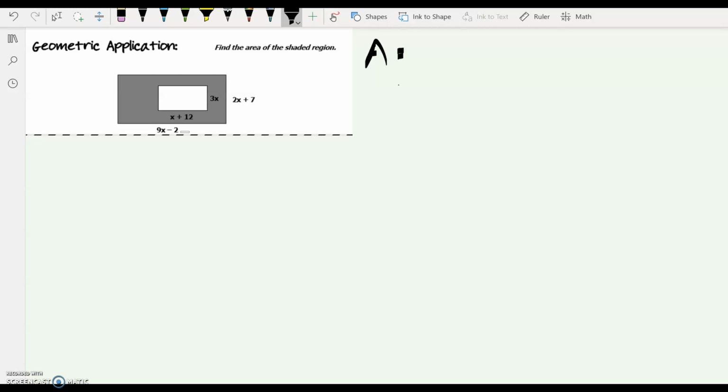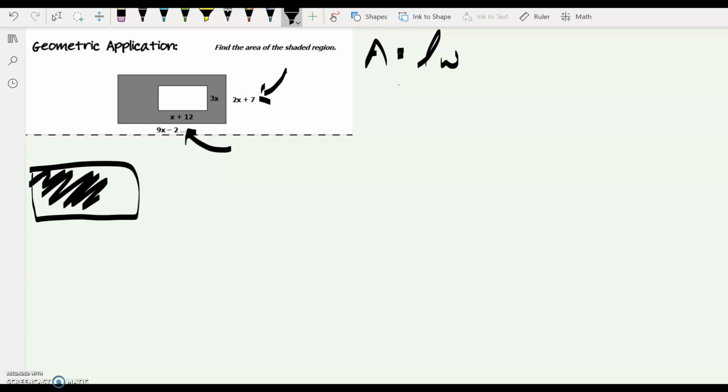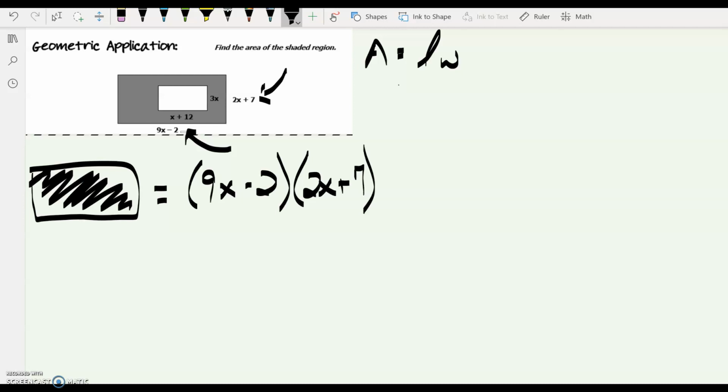In order to find the area of a rectangle, we know that we need to use length times width. The good thing is the length and the width are given to us. So the area of the large rectangle without any missing pieces is equal to 9x minus 2 times 2x plus 7.